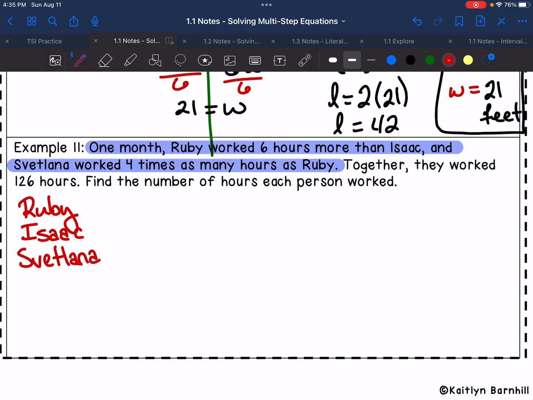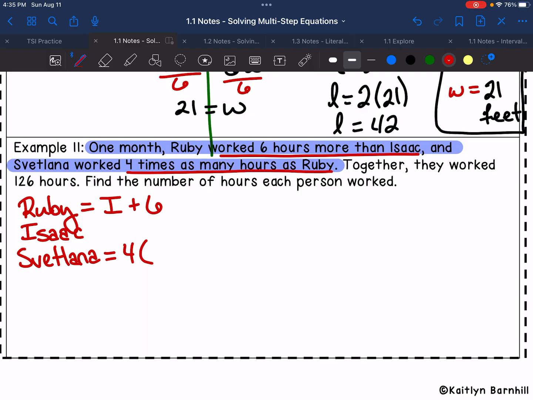So first it says that Ruby worked 6 hours more than Isaac. So I know Ruby is going to be however much Isaac is plus 6. I'm just going to use an I for Isaac. And then it says, and Svetlana worked 4 times as many hours as Ruby. So for Svetlana, we know it is 4 times whatever Ruby is. Well, we said Ruby was Isaac plus 6, so I'm just going to write Isaac plus 6 there.